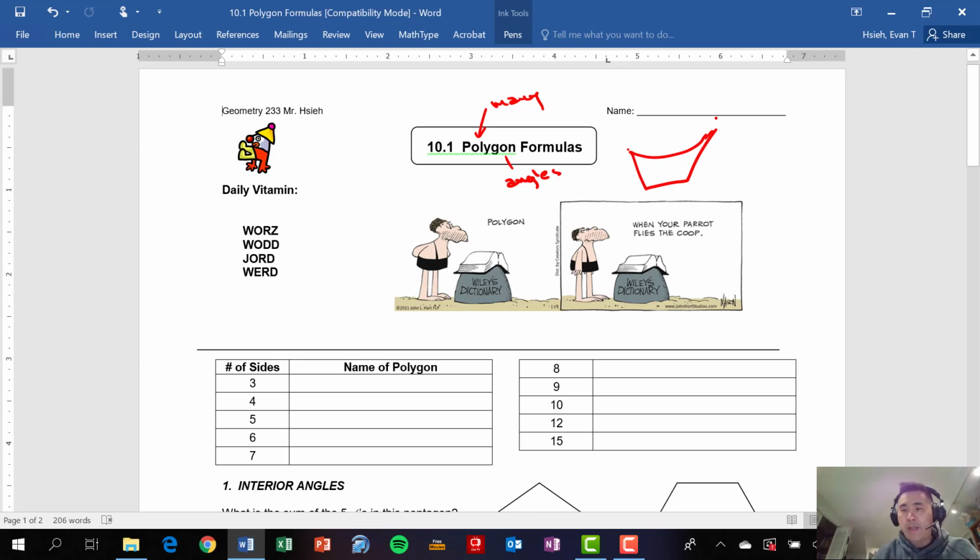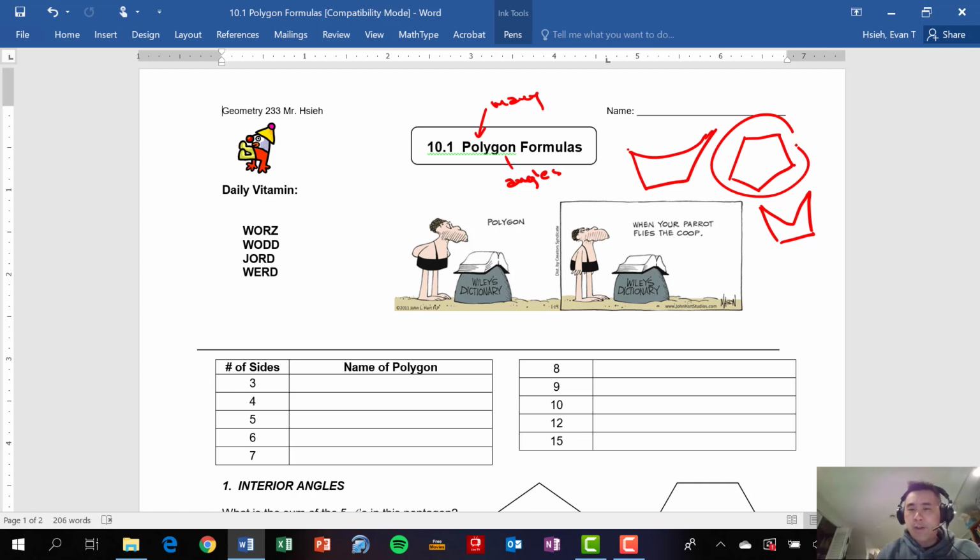We are going to be doing convex polygons as opposed to something like this where the indent goes inward. That would be a concave polygon. But what we're going to be doing in this chapter is convex polygons.